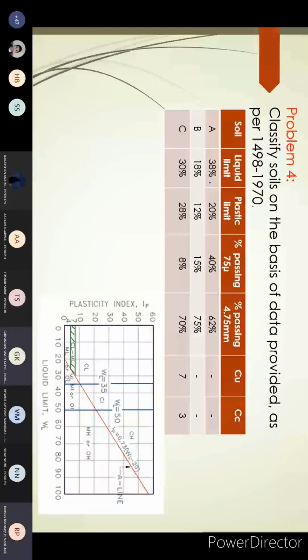Ma'am, the description table which is given in the PDF, will it be there in exam also, or only the chart? Which one? The PDF which you gave for the classification system. Yes. In that, there were two tables. So, will it be there in exam also, or we need to memorize it?